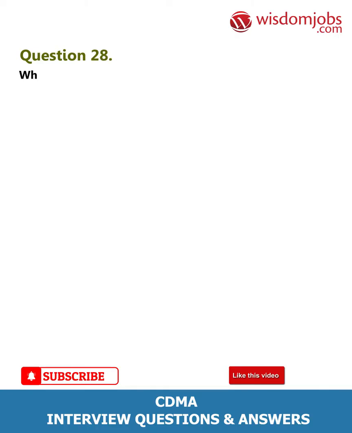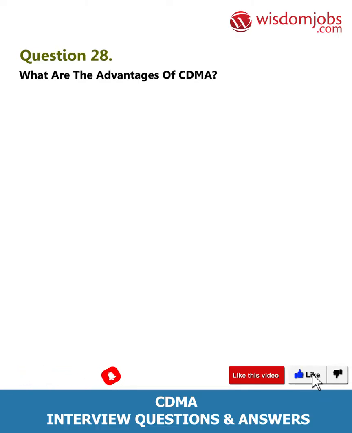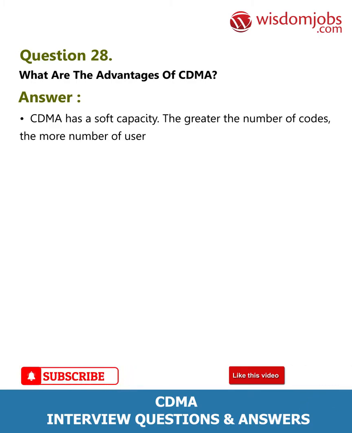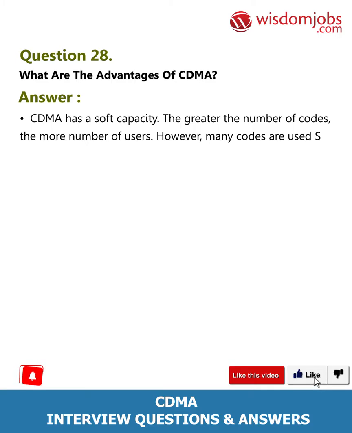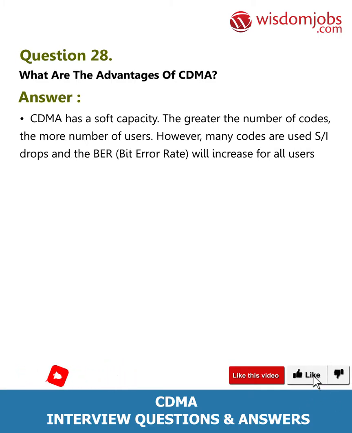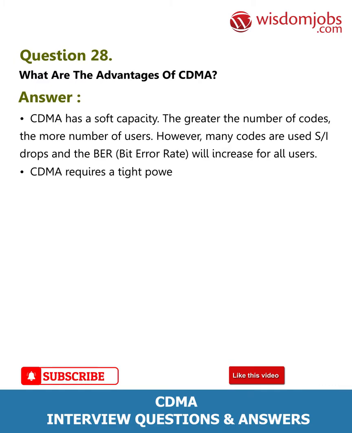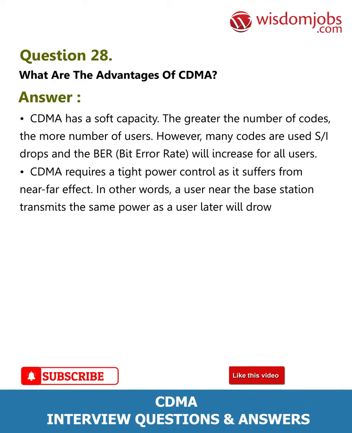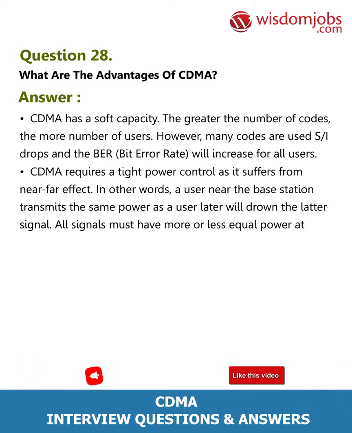Question 28. What are the advantages of CDMA? Answer. CDMA has a soft capacity. The greater the number of codes, the more users. However, if many codes are used, SIR drops and the BER, bit error rate, will increase for all users. CDMA requires tight power control as it suffers from the near-far effect. In other words, a user near the base station transmits the same power as a user far away, so the latter signal is drowned out. All signals must have more or less equal power at the receiver.